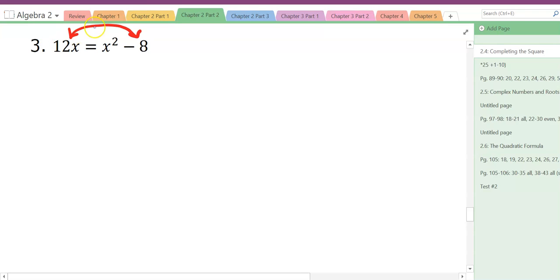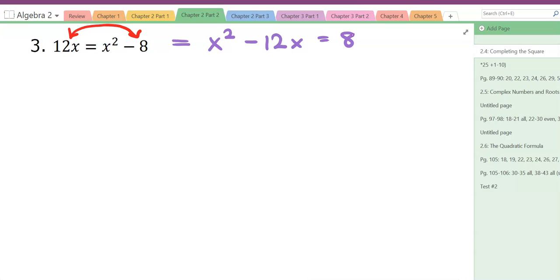So if I switch 12x over to the right side, right now it's positive 12x. To move it, I would be subtracting it. So it's going to become negative. So I'm going to write this as x squared minus 12x. And then if I move the negative 8 over, that becomes positive 8 now because I would have added it. So I've switched those two terms around, and then I also switched the way that I wrote it because I like x squared to come first.